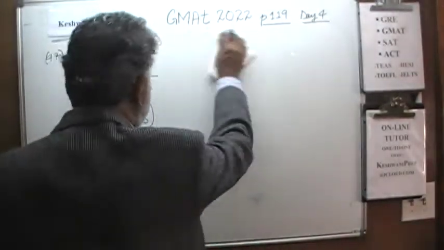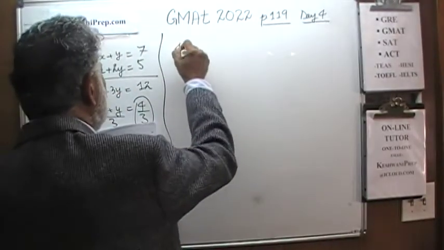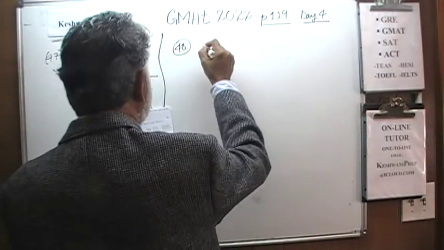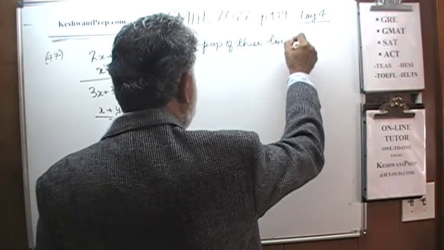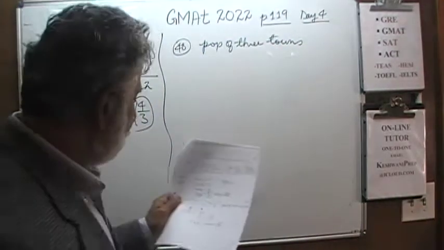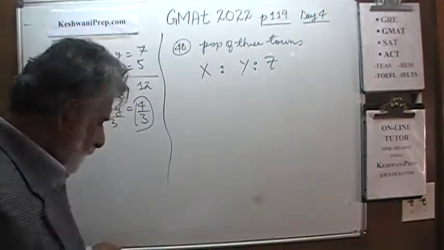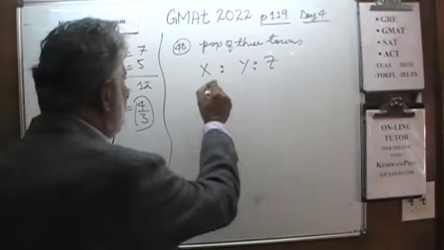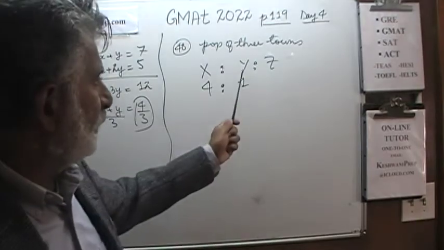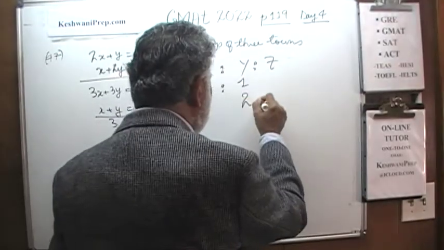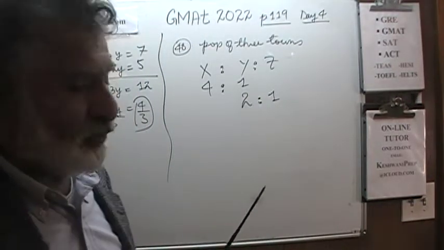Next one, number 48. In number 48, we have three towns. We're given populations of three towns, x, y, and z. We are told that the population of X is 4 times the population of Y. The ratio is 4 to 1. We are further told that the population of Y is 2 times the population of Z. The question is, what's the ratio of population of X to Z?